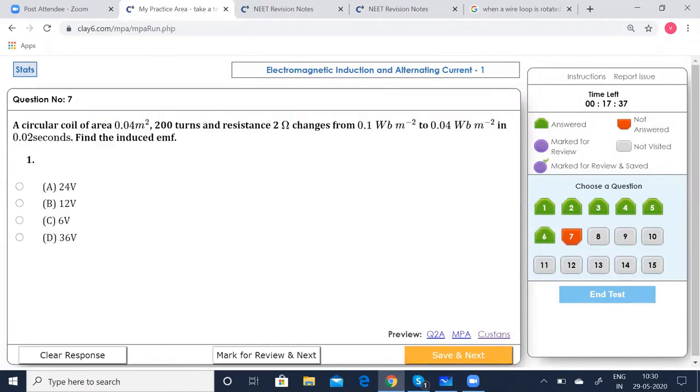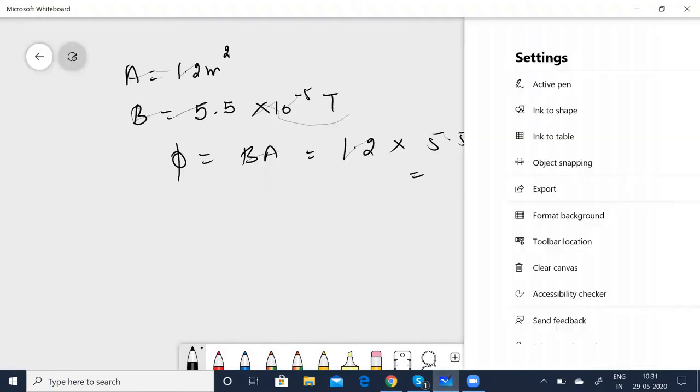A circular coil of area 0.04 meter square, 200 turns, resistance 2 ohms, changes from 0.1 Weber per meter square to 0.04 Weber per meter square in 0.02 seconds. Find the induced EMF. So A is given, number of turns is given, R is given, and the change in flux is also given. And the time taken is also given. Now let's quickly calculate that.